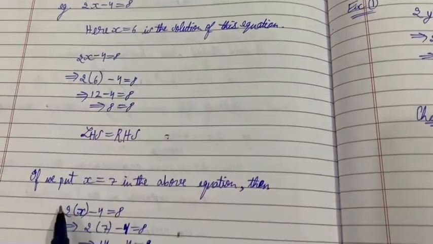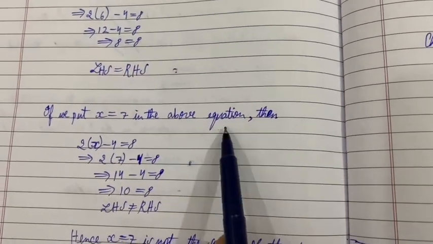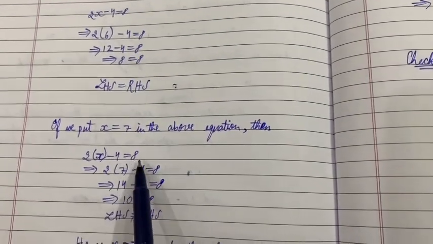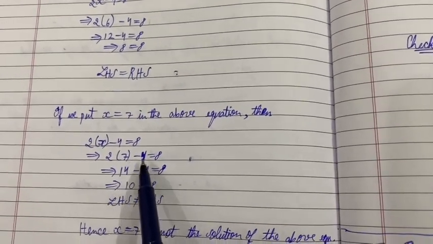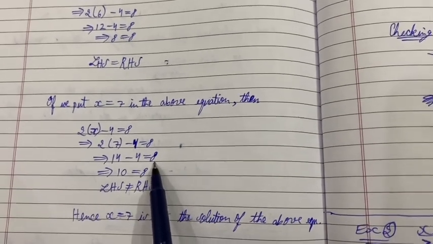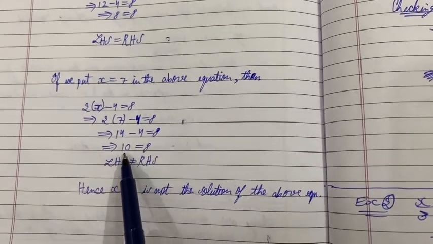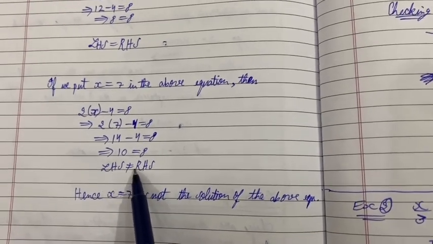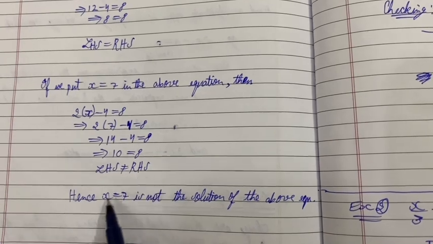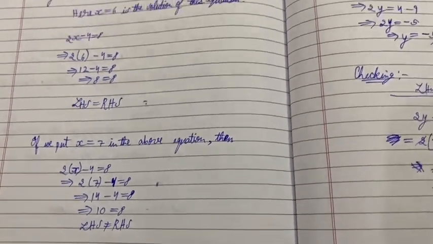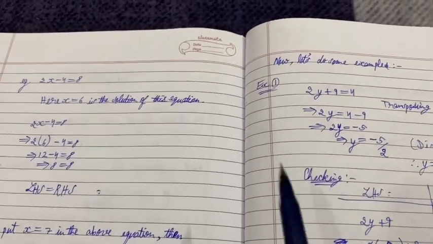Now if we put x equal to 7 in the above equation, then 2x minus 4 equal to 8. 2 into 7 minus 4 equal to 8. 7 2s are 14, minus 4. 14 minus 4 is 10. So 10 equal to 8. This means LHS is not equal to RHS. Hence, x equal to 7 is not the solution of the above equation. Alright, now let's do some examples.